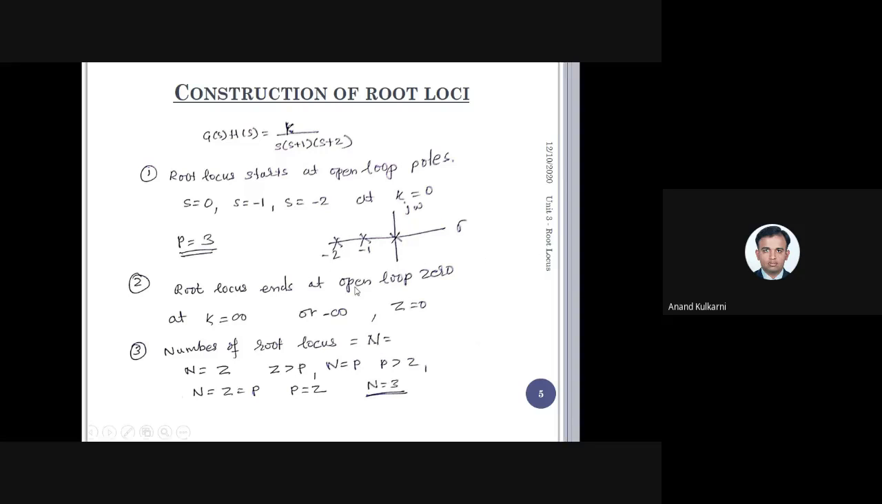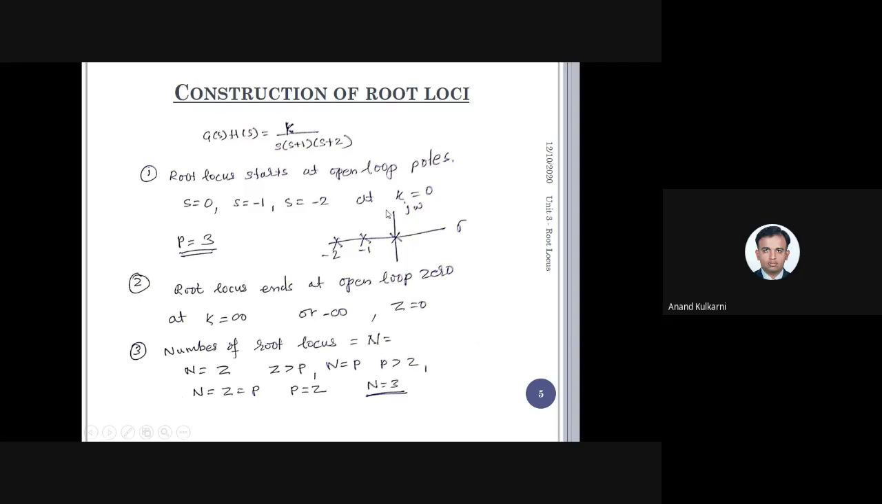The second rule is root locus ends at open loop zeros. Root locus will end at open loop zeros, and that time the value of k is infinity. Zeros are available in the numerator, poles in the denominator. In the numerator there is no s term, so there are no zeros. When the number of zeros capital Z is 0, that doesn't mean the root locus never ends. Whatever starts has to end somewhere, so it will always end at minus infinity.